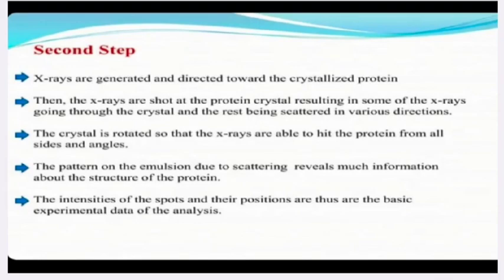In the second step, X-rays are generated and directed toward the crystallized protein, where they are scattered in various directions, and these scattered X-rays are observed by measuring their sides and angles. Their pattern of scattering reveals much information about the structure of the protein.